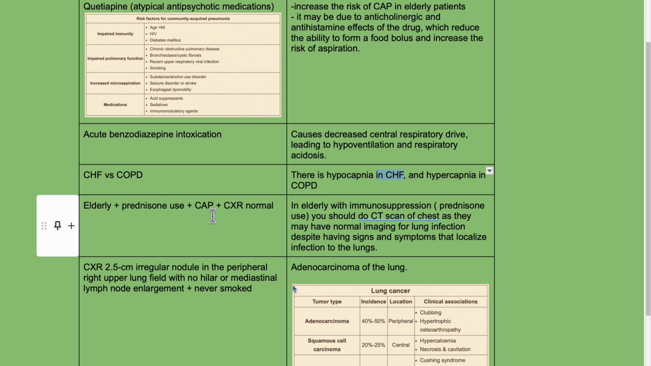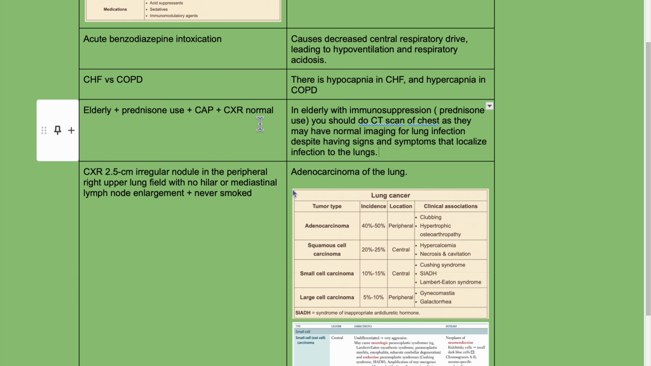Elderly patient on prednisone use with community acquired pneumonia and chest x-ray is normal. So what's happening here? In elderly with immunosuppression, which in this case is due to prednisone use, you should do a CT scan of the chest as they may have normal imaging for lung infection despite having signs and symptoms that localize infection to the lungs. Okay, so go for a CT scan even though you have a clear or normal chest x-ray.